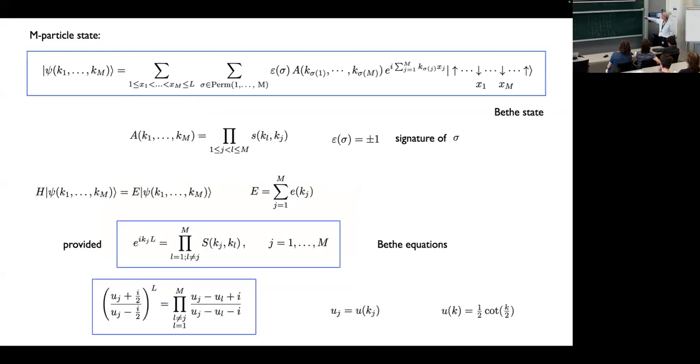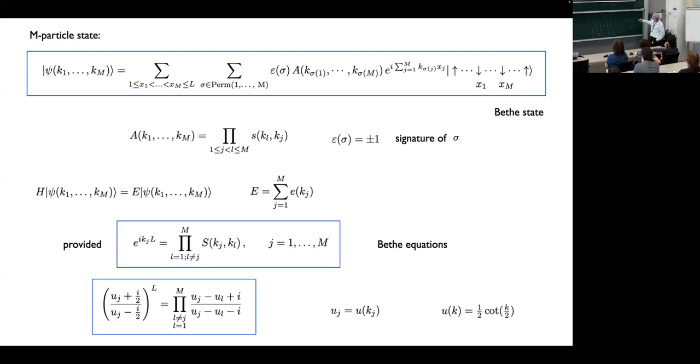So here this j runs from 1 to M. So the number of unknowns, the k_j, or the u_j, is M. So we have M equations for M unknowns. Does that clarify? Yeah, I understand. Okay, thank you. Other comments or questions?